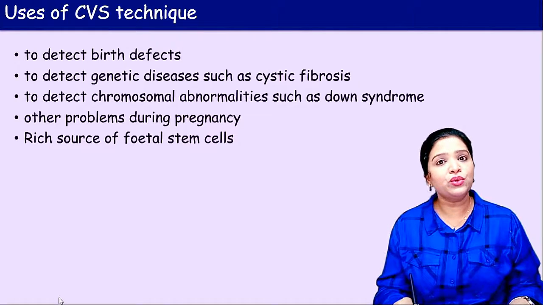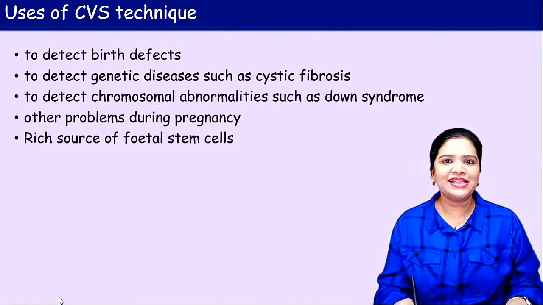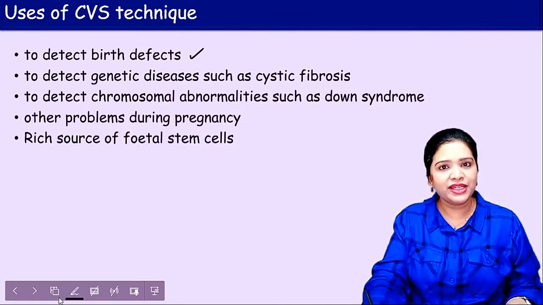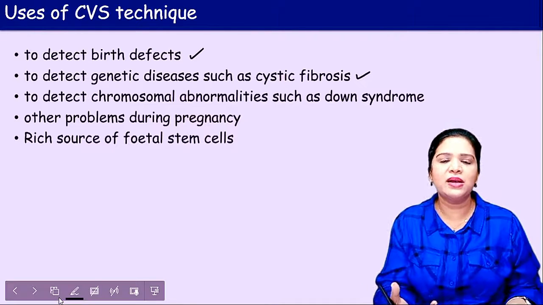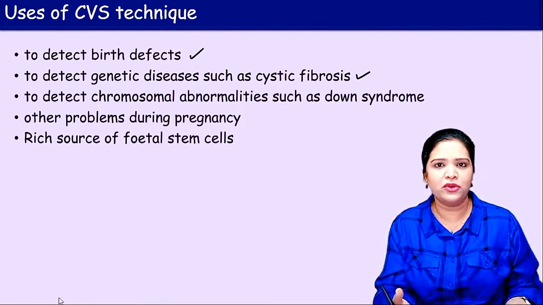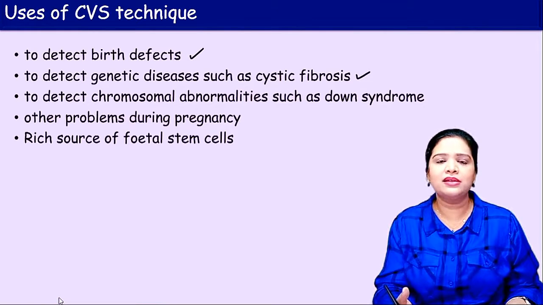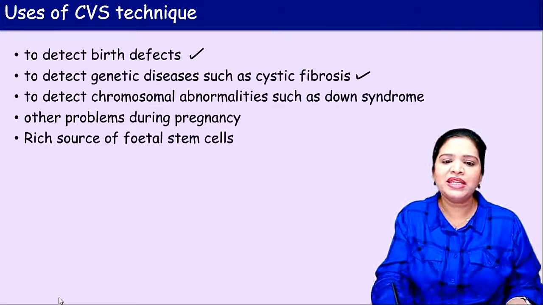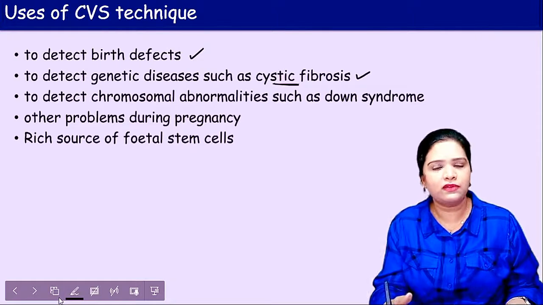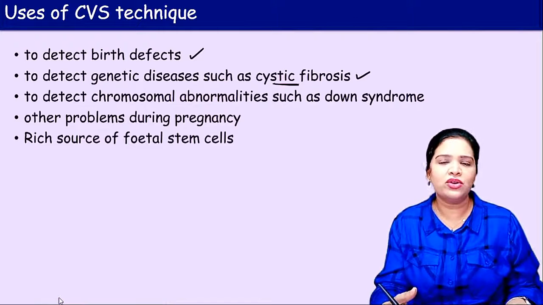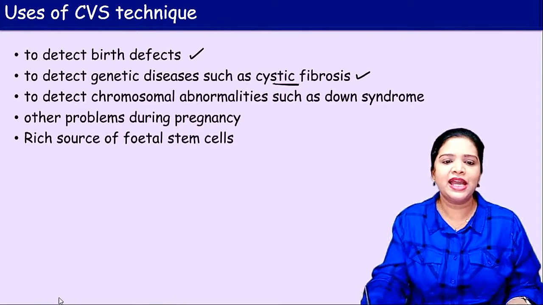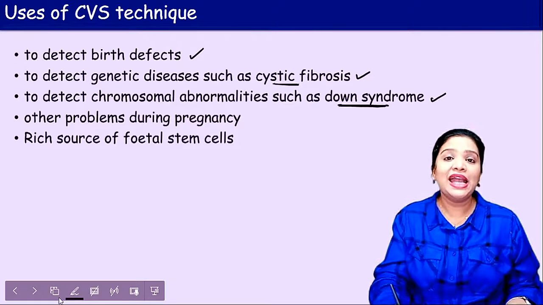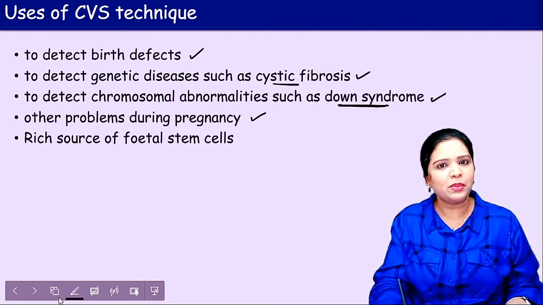Let us see the uses of this chorionic villi sampling technique. This is used to detect birth defects and genetic abnormalities. For example, if the parents have a genetic abnormality or it runs in the family, there may be a risk for the baby to get cystic fibrosis. Such genetic disorders could be detected using this technique. Chromosomal abnormalities such as Down syndrome can be detected. Any other problem during the pregnancy can be detected.